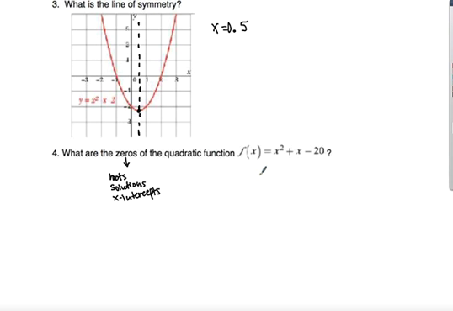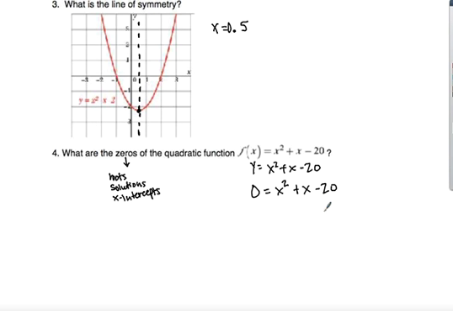So whenever we have to get our x-intercepts, our roots, our solutions, our zeros by hand, we're going to have to do the star method. So what we're going to do is replace this f of x, which just means y. It just means y equals x squared plus x minus 20. We're going to have to replace that y with a 0. So we're going to say 0 equals x squared plus x minus 20.